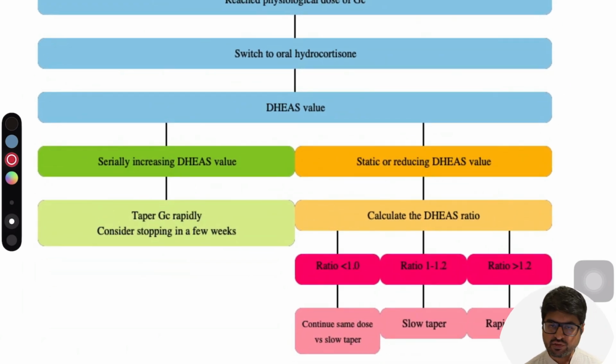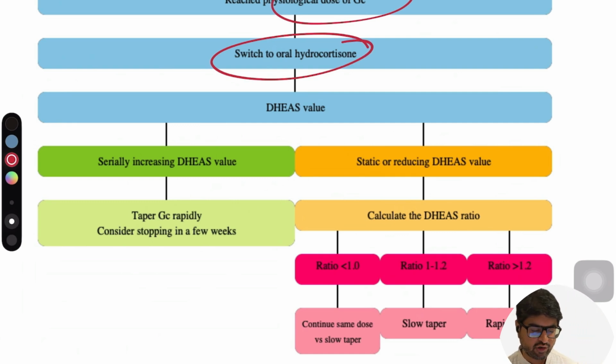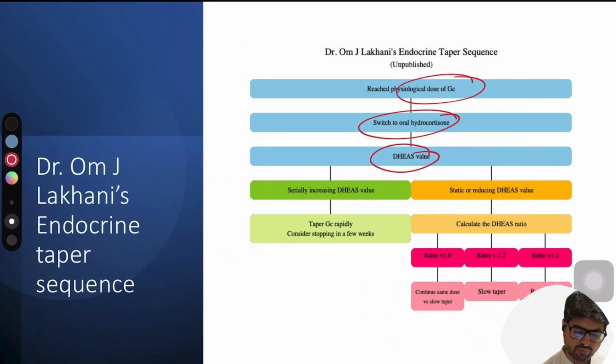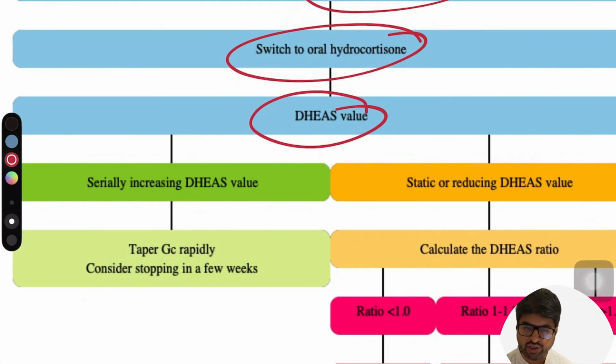What we typically do is we reach the physiological dose of glucocorticoids, then we switch to oral hydrocortisone, and we monitor the patient with a DHEAS value. Now, you would ask me why DHEAS. DHEAS has a lot of benefits over the morning cortisol level. First and foremost, when you are giving an oral glucocorticoid or oral hydrocortisone, sometimes the drug itself cross-reacts with the assay and gets recognized by the assay. But DHEAS is completely independent of that, so the cross-reactivity of the assay is not there.